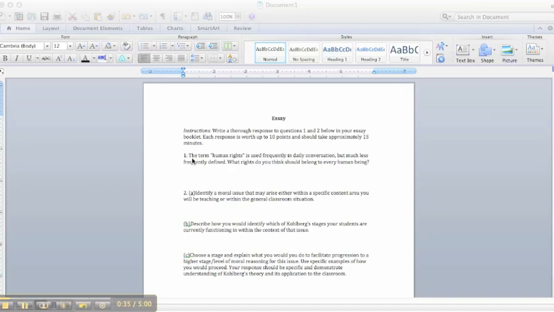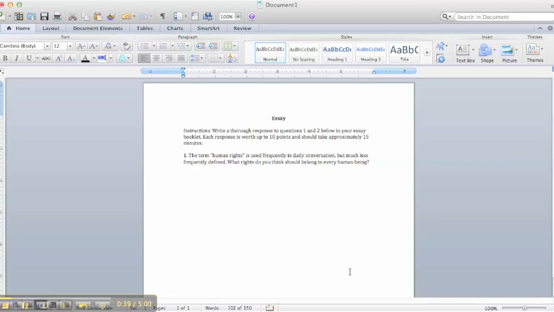So I found this question right here. I'm going to go ahead and delete this bottom one so that we don't have it in our way, so we can kind of focus. This question I found online, and it's for kids who are trying to get their GED. And I'm going to read it to you really quick. It says, the term, quote, human rights, unquote, is used frequently in daily conversation, but much less frequently defined. What rights do you think should belong to every human being?